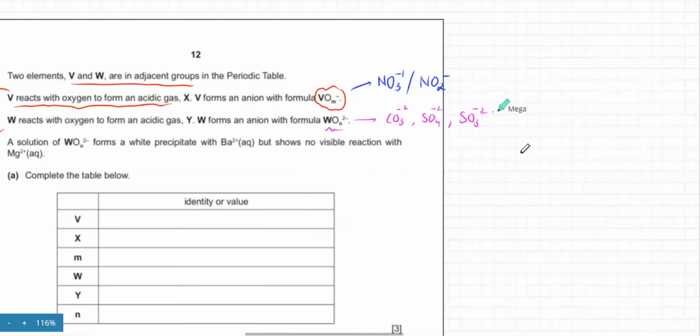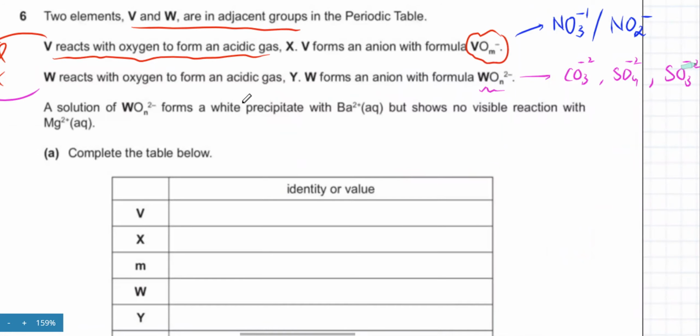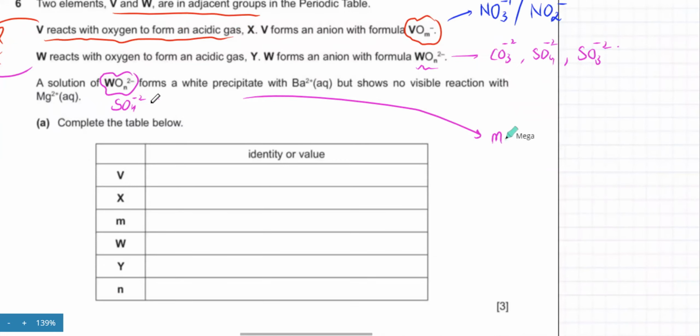The next part is that a solution of this ion forms a white precipitate with Ba2 plus but shows no visible reaction with Mg2 plus. This one is definitely a sulfate, because in your inorganic chemistry syllabus for group 2, you've studied the solubility of sulfates. MgSO4 is soluble, whereas as you move down the group, the solubility starts to decrease. Calcium sulfate is partially soluble. Strontium sulfate is insoluble, and barium sulfate is very insoluble.